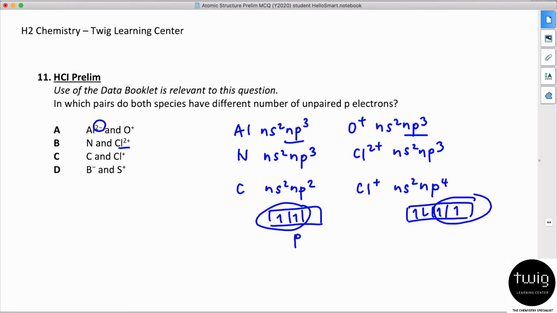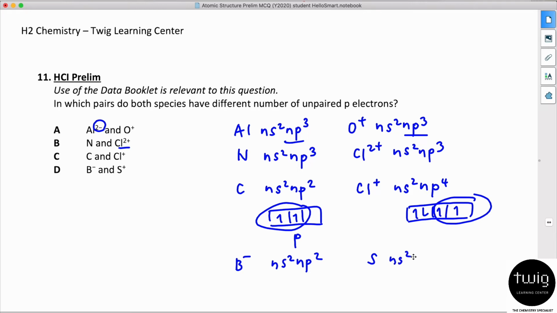Okay, so let's look at the next part. The last one, B minus. Boron is actually in group 13. So minus means it probably has 4 electrons. So it looks like this, ns2 np2, in the outermost shell. Sulfur has 6 electrons, but it's a plus, so you lose 1. So now it only has 5 electrons in the outermost shell.